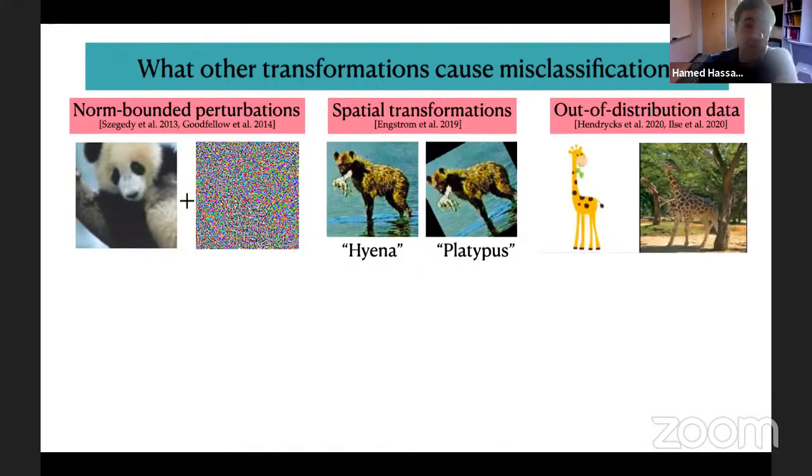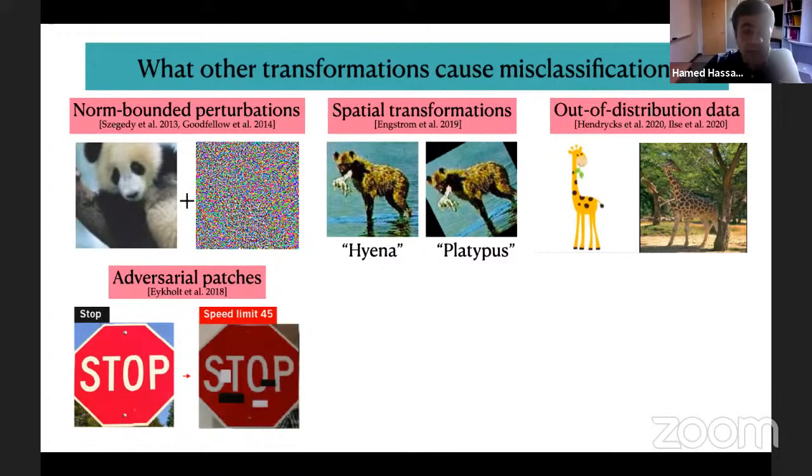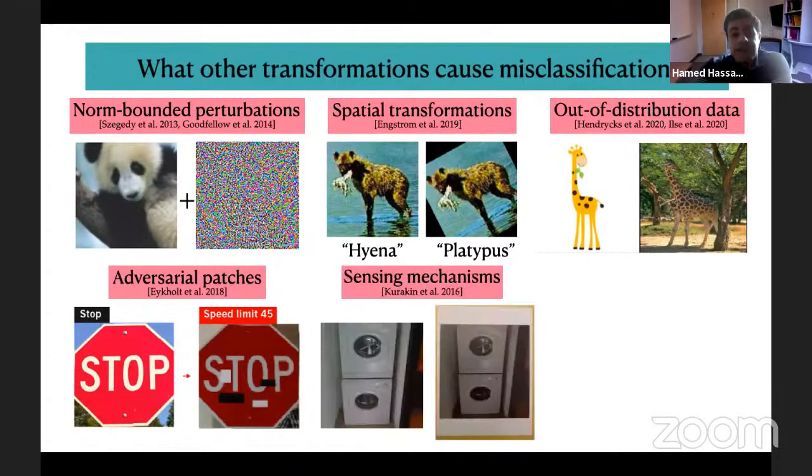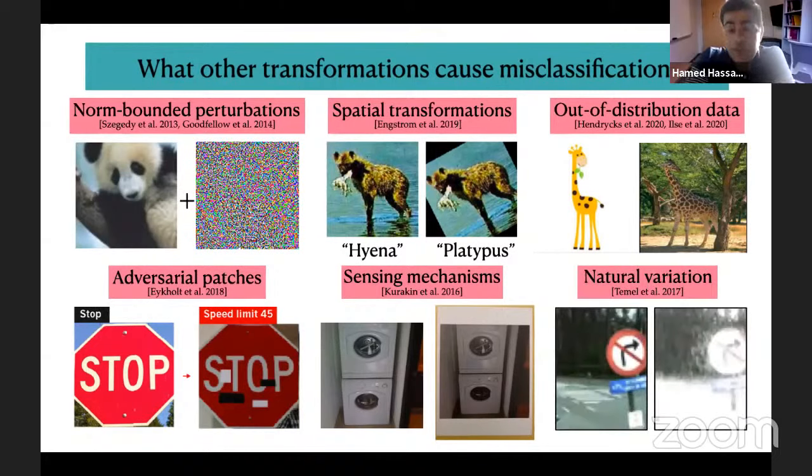Out of distribution data, where you train your model in one domain and then you test it on some other domain. Adversarial patches are another example of transformations. Sensing mechanisms. So the quality of the data acquisition device also matters, right? So if you capture your images with some camera, let's say, and use some other camera at test time, that would cause misclassification according to a study that was done a few years back. And finally, there is a very broad class of transformations which we call natural variation. And these are transformations that are caused by working in natural or dynamic environments.